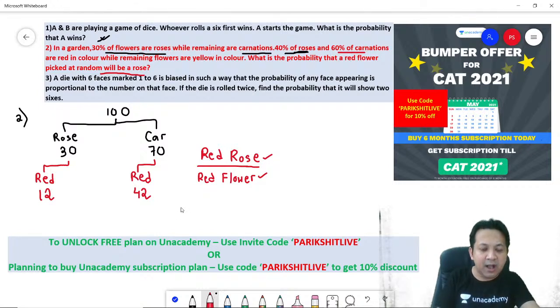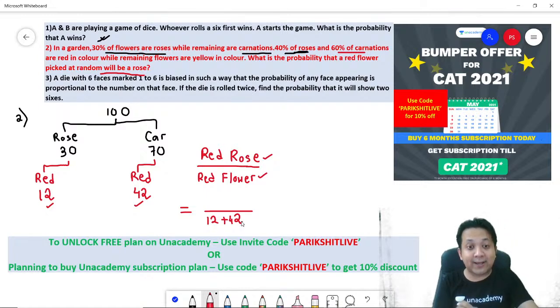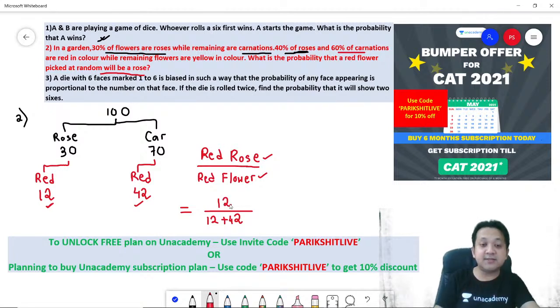Very easy. How many red flowers are there? Please add it. 12 plus 42 is 54. Out of these, how many are red roses? 12. Yes? Followed? And you got the answer. That's your answer, 12 by 54. You can divide it by 6. 2 by 9.